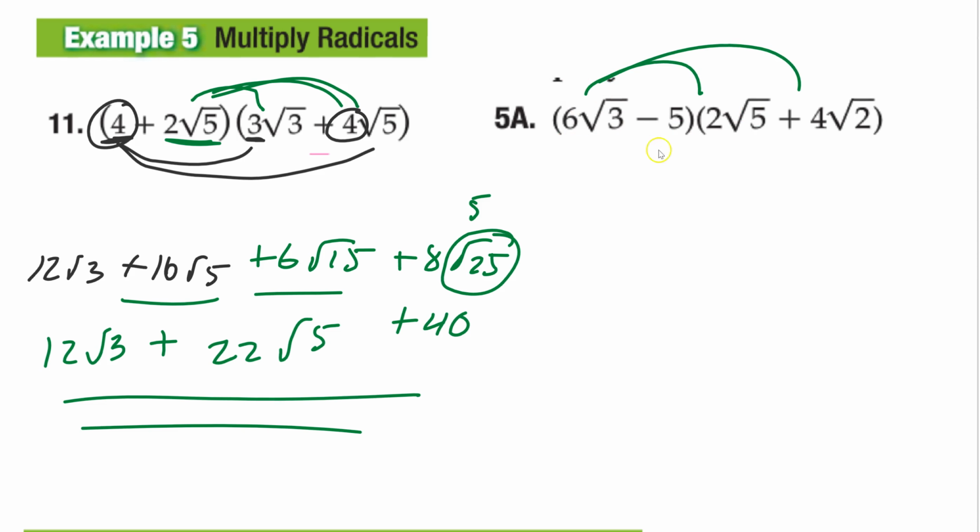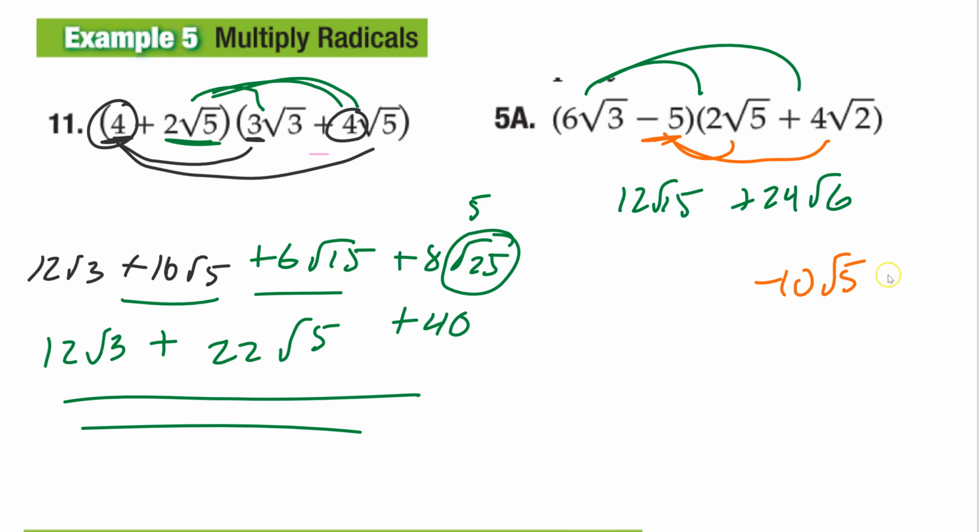So that's going to be 12 rad 15. That's going to be 24 rad 6. Then the next one. That's going to be negative 10 rad 5. And that's going to be negative 20 rad 2. I could add these two. No, I can't. And I see the 1 right there. So they're all different. And there you go. You're done with that one.